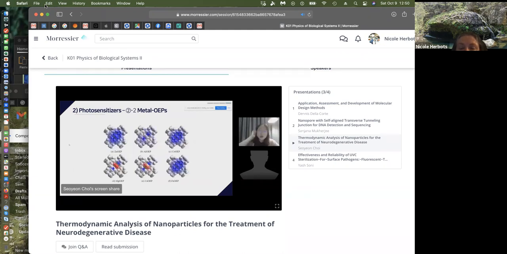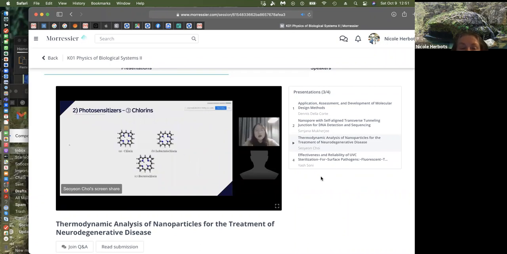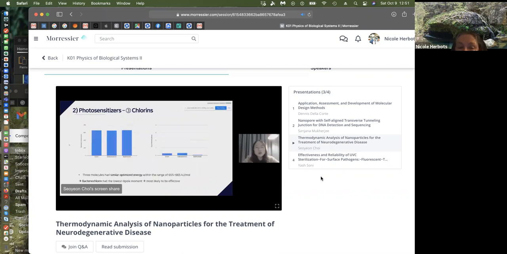Okay. So observing the EPM, we also saw that the electronic distribution was similar to that as we've seen in the metalloporphyrins. The third type of molecules that we studied for photosensitizers were chlorin variants. We studied the following 3 molecules. They all had similar optimized energy within the range of 655 to 665 kilojoules per mole. Bacteriochlorin, out of the 3, had the lowest dipole moment, so we concluded that it would most likely be effective in terms of the dipole moment.